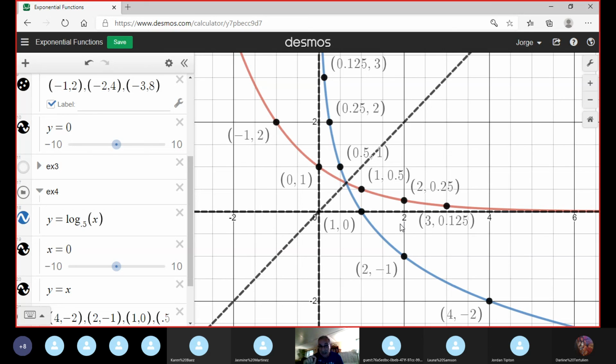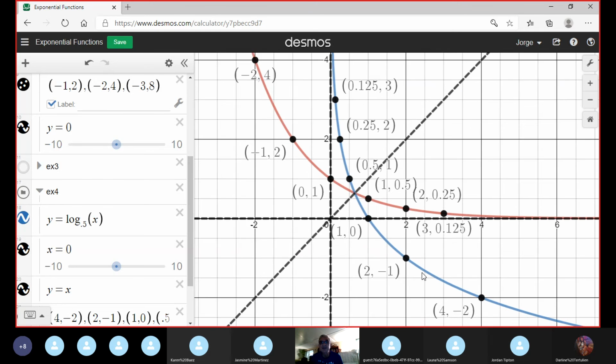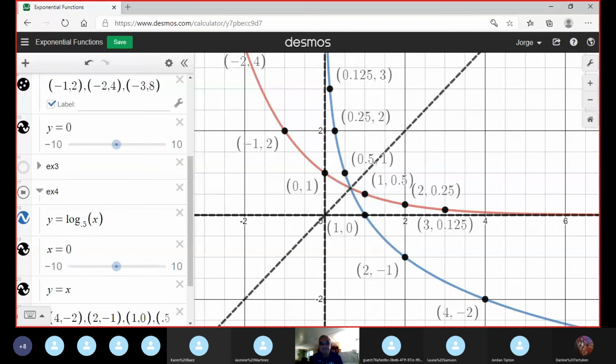The only property that changes is that the function is decreasing when the base is a fraction. Okay, it's the only thing that changes. Let me switch to the board. Whiteboard now.